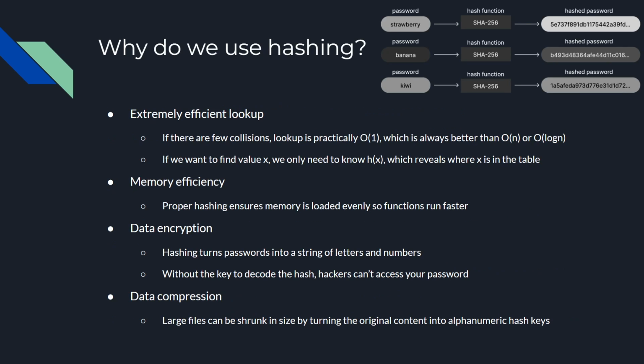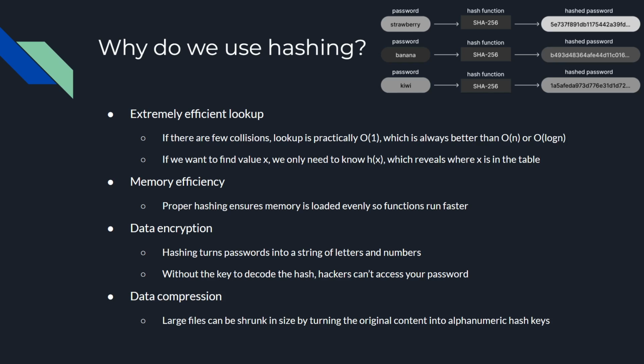So now let's go on to some applications of hashing. The first advantage of hashing is that the lookup time is extremely efficient because hashing just maps a key to a value. The lookup time is O(1), which will always be better than O(n) or O(log n), because O(n) grows linearly and O(log n) grows logarithmically. So even though O(log n) grows very slowly, it's always going to be slower than O(1), which is just constant, whether there's one element, 100 elements, or a million elements.